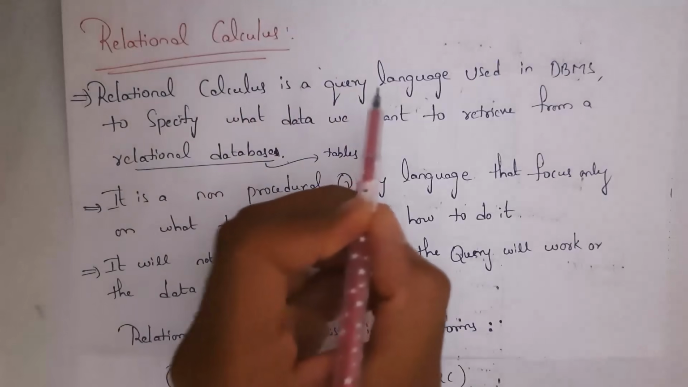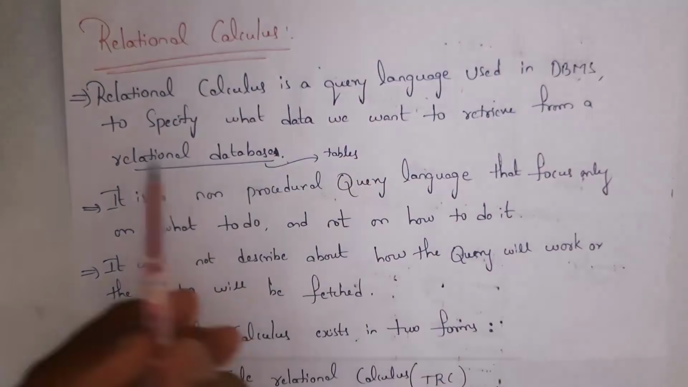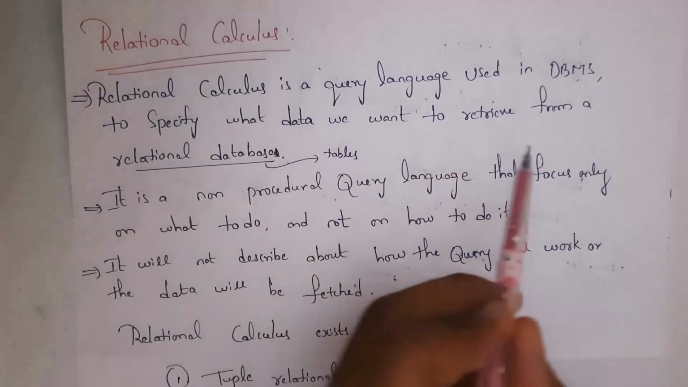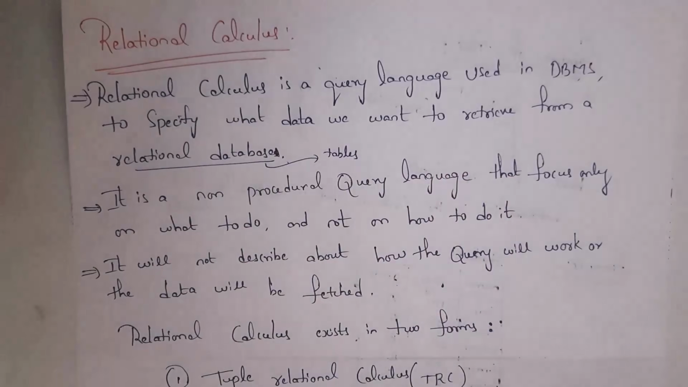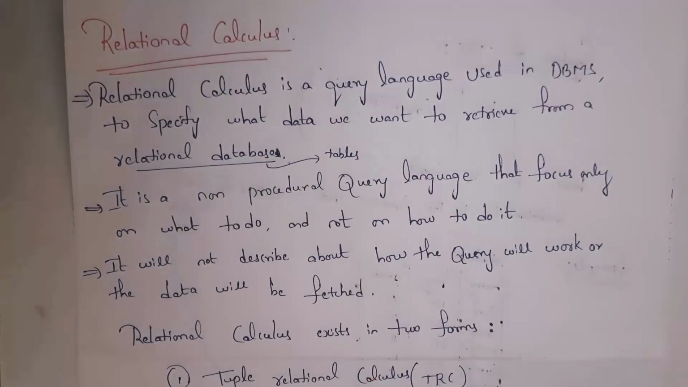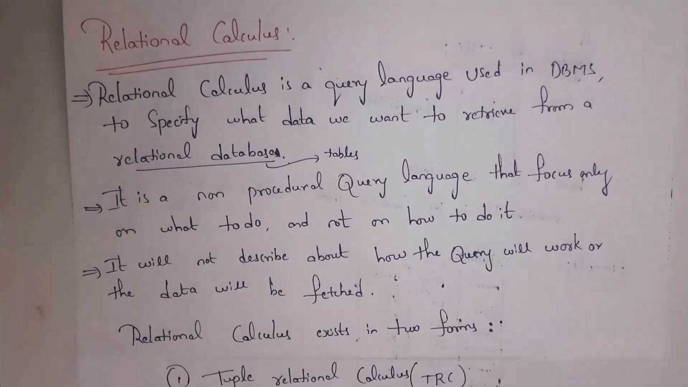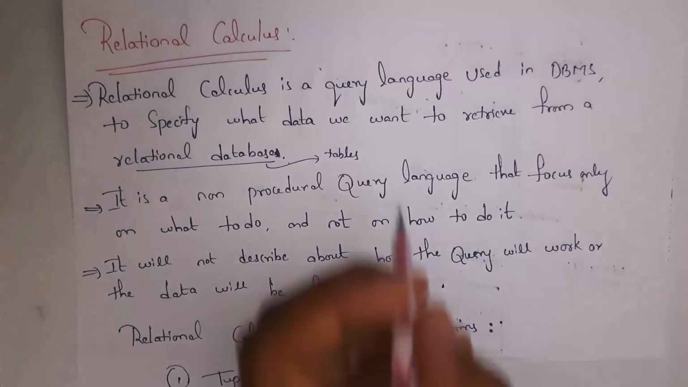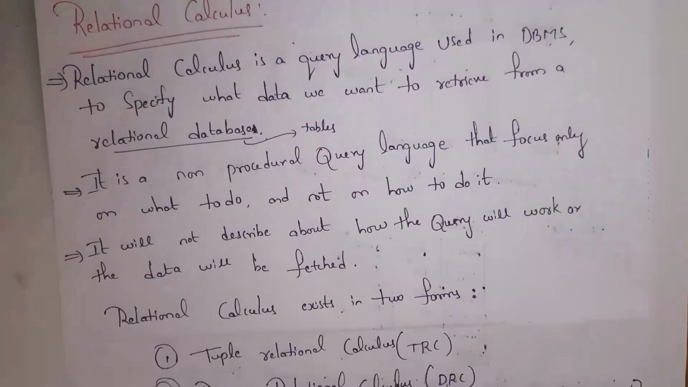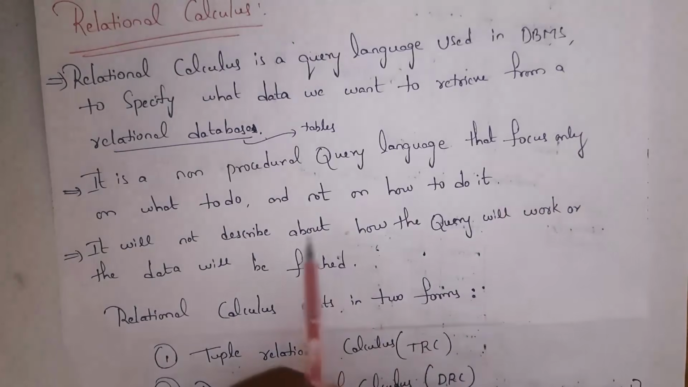Relational calculus is a query language used in DBMS to specify what data we want to retrieve from relational databases. Guys, this relational calculus is nothing but a query language. Query is nothing but a question. For example, we ask our relational database a question like select the name of the student whose roll number is 21. By using this query language, we can ask the database what data we want to retrieve from a table.